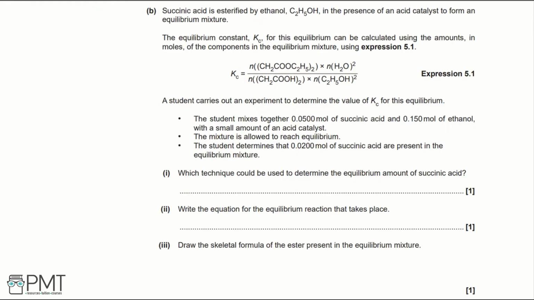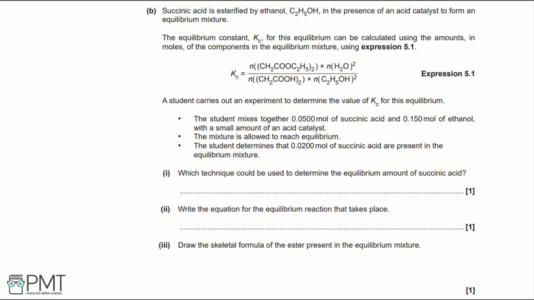Part B. Succinic acid is esterified by ethanol, C2H5OH, in the presence of an acid catalyst to form an equilibrium mixture. The equilibrium constant Kc for this equilibrium can be calculated using the amounts in moles of the components in the equilibrium mixture, using expression 5.1. A student carries out an experiment to determine the value of Kc for this equilibrium. The student mixes together 0.0500 moles of succinic acid and 0.150 moles of ethanol with a small amount of an acid catalyst. The mixture is allowed to reach equilibrium.